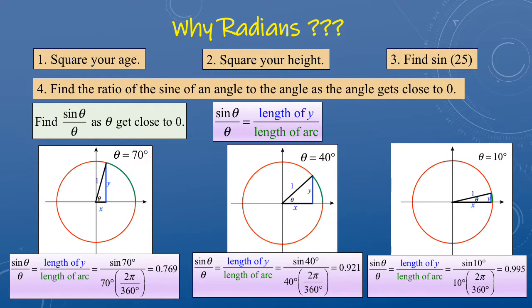When theta is 10 degrees, notice that the length of y in blue and the length of the arc in green are almost the same. So when we do the calculation sine of 10 degrees over 10 degrees in radians, we end up getting 0.995.